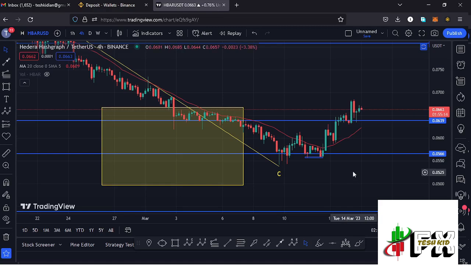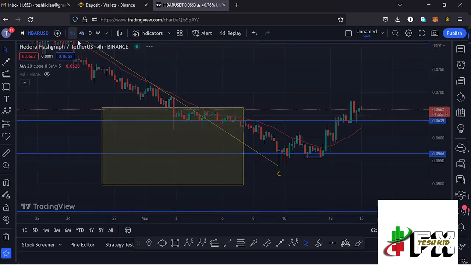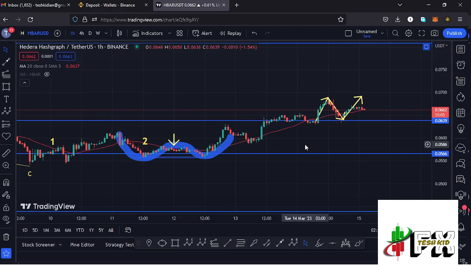We have also managed to break above a key area of resistance at around the $0.0639 mark, and the moment we managed to break above that, we even saw a retest of that key area of resistance, and that is better seen here on the 1-hour chart, where you can see the retest, which is right here.